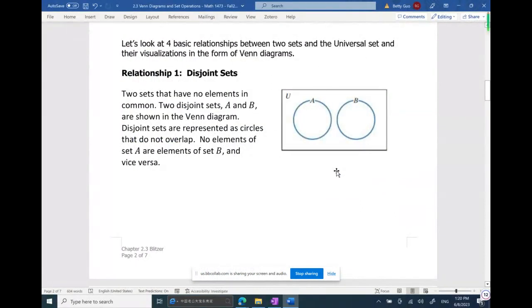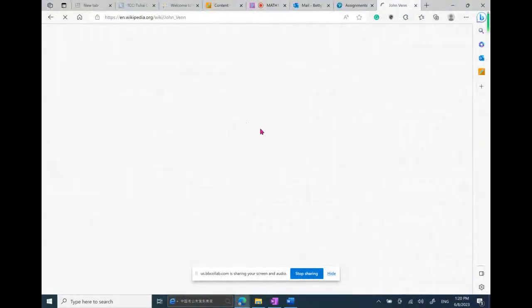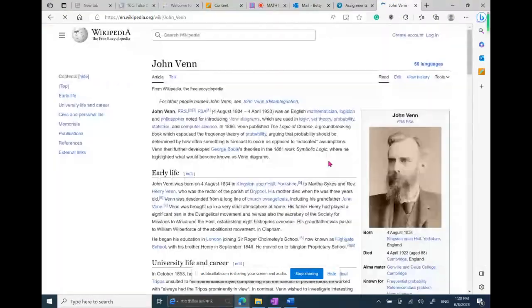And by the way, the Venn diagram is named after John Venn. I think it would be a good use of your time to read information about John Venn. Yeah, you can use Wikipedia. He's the one who introduced the Venn diagram, a very powerful tool. He's an English mathematician, logician, and philosopher.